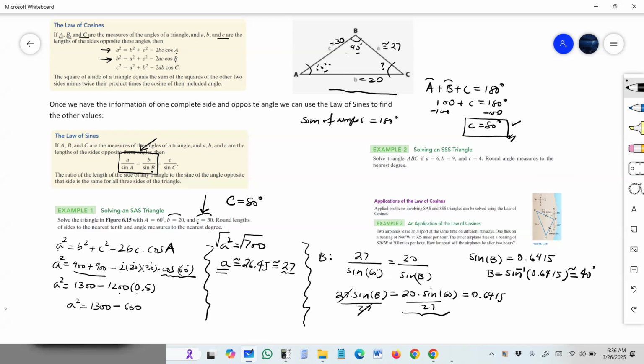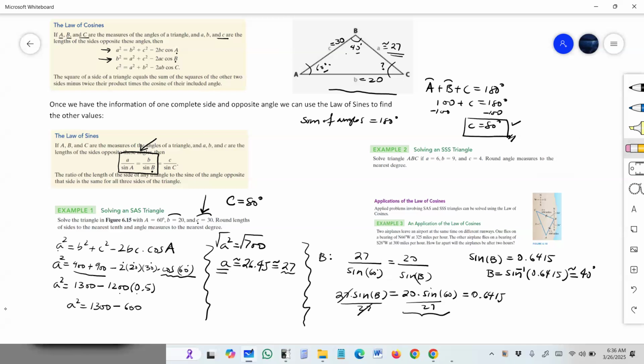We found that the angle A was 60. We found that the angle C was 80. And we found that small a was 27. And we solved the triangle. So this is how you use the law of cosines to solve these triangles. So this is the first example, right?